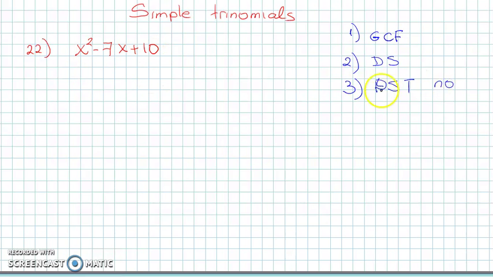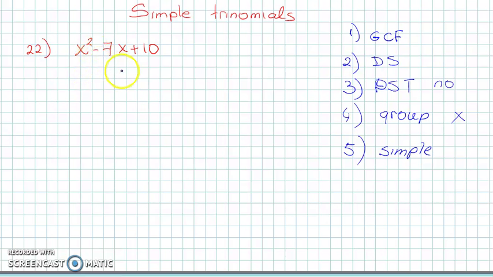So, no. What about grouping? You have three terms, so grouping cannot work either. So we have come to the next one, which is called simple trinomials. So I will show you how to do it.